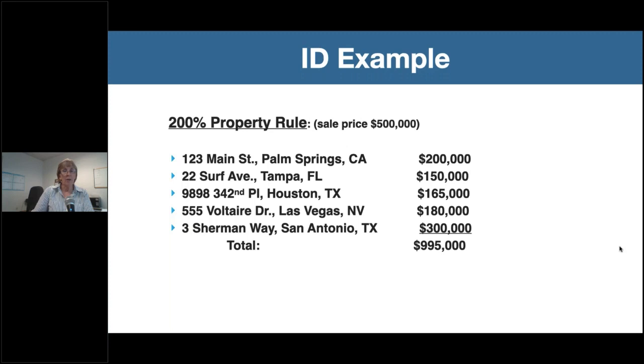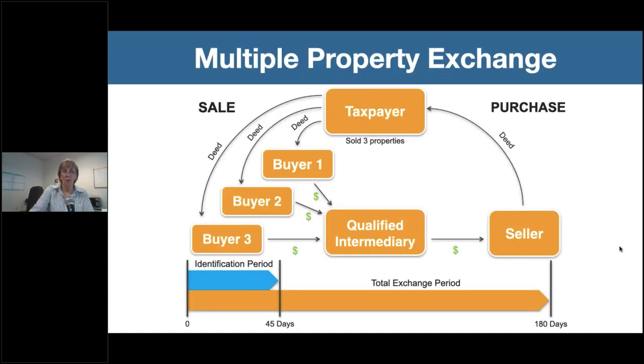You're going to fill in the dollar amounts, add them up. So if I sold for 500,000, when I add all of this up, it's 995. I've met the 200% requirement because I'm at 200 or below. What that means is I can buy whatever value, whatever properties I want to meet my exchange value of $500,000. So there's flexibility in the 3 property rule for not having to buy all the properties, the same as flexibility in the 200% rule. When you get to the 95% rule, you would have to buy all those properties.